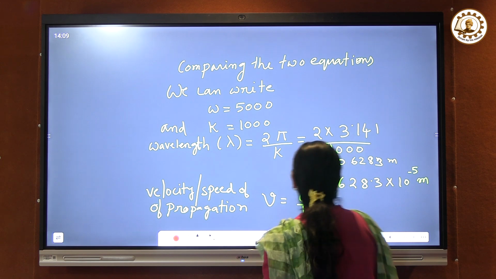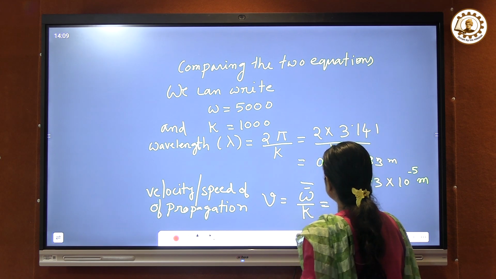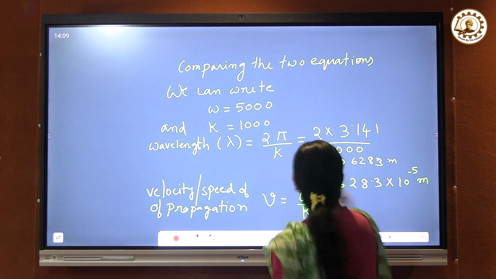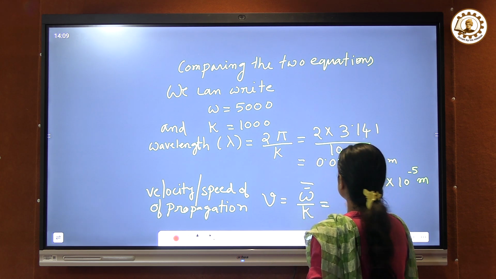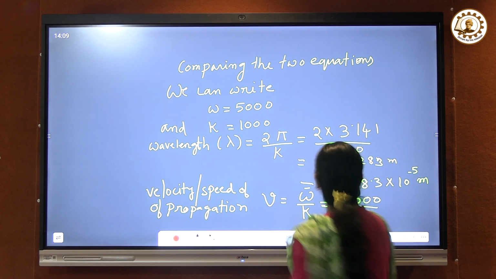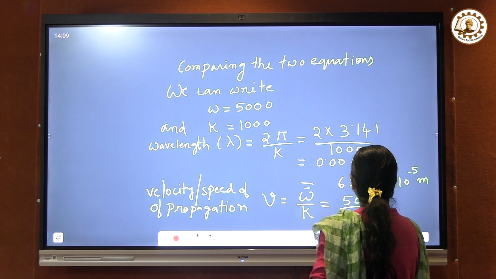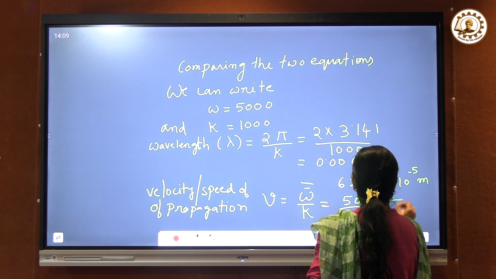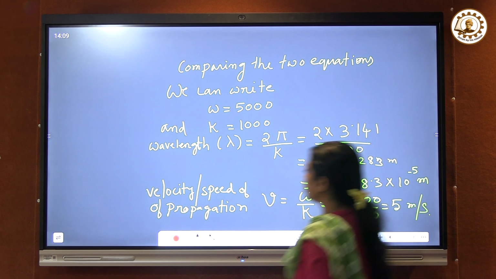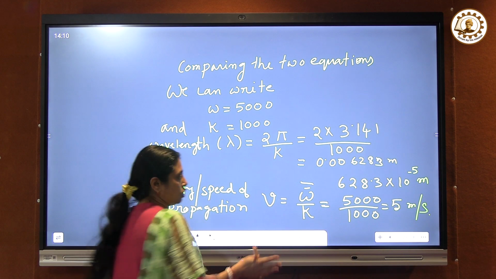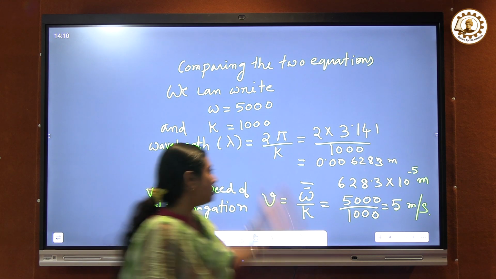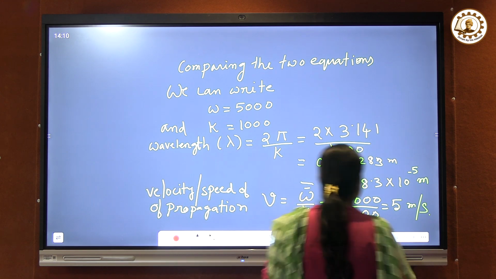So this value, what I will do is write omega by k here, and my omega is 5000 and k is 1000. So very simple, the answer is equal to 5 meters per second. So this is my speed of propagation. So I got my first part of the problem done. Very simple thing, just need a little bit of understanding.